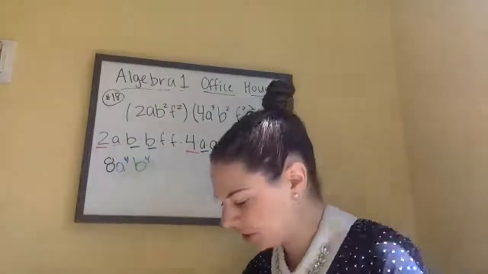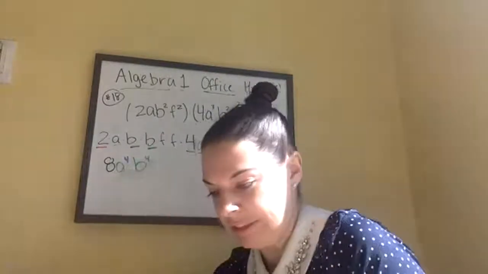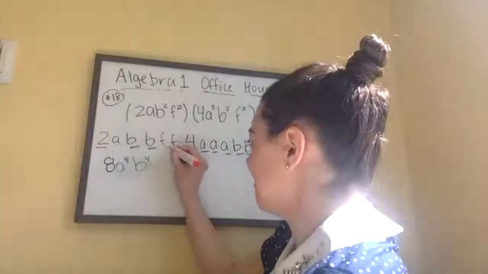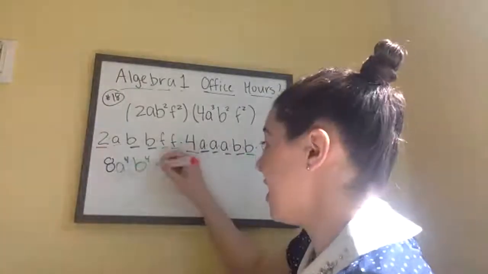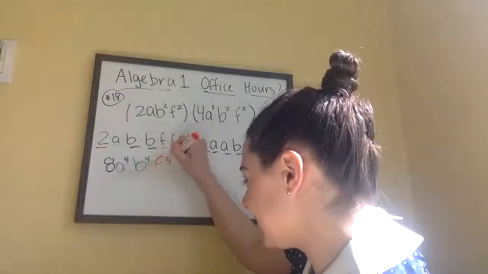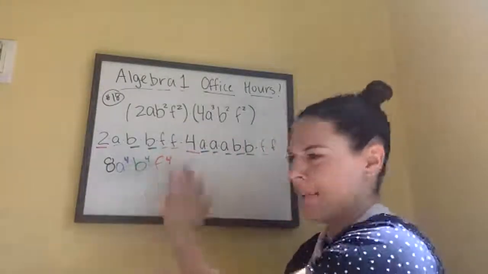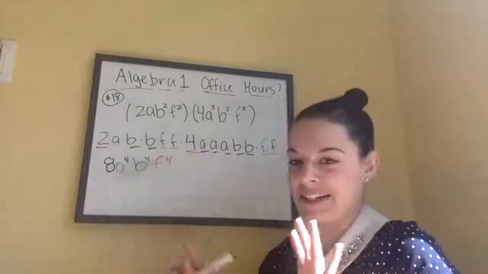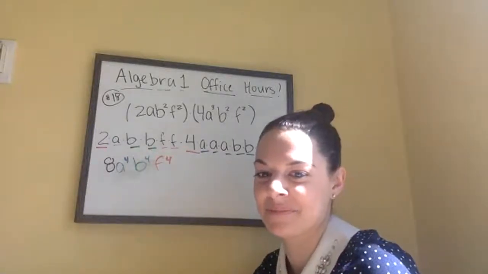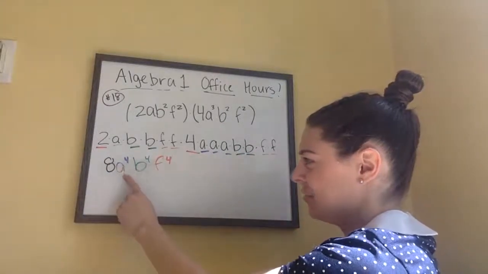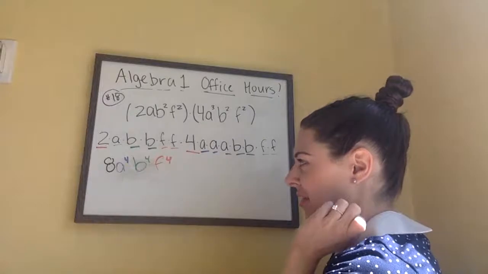And then finally, I'm going to count the F's. 1, 2, 3, 4 F's, so F to the 4th. Whoa, that's a coincidence. I don't want people to think that this happens all the time. The fact that their exponents are the same is just a coincidence. That doesn't happen all the time. Great. So our final answer is 8 times A to the 4th, B to the 4th, F to the 4th.